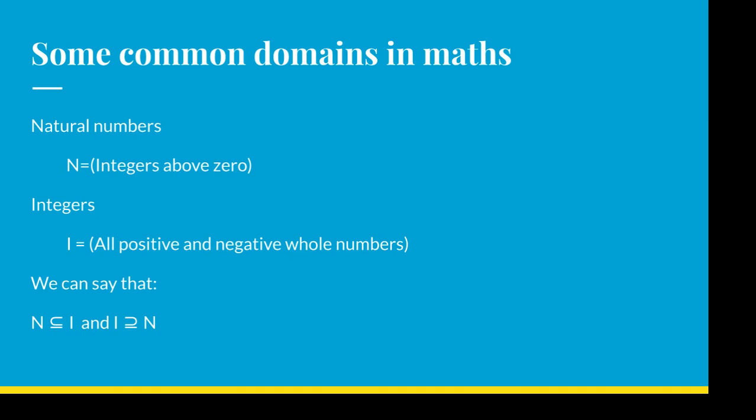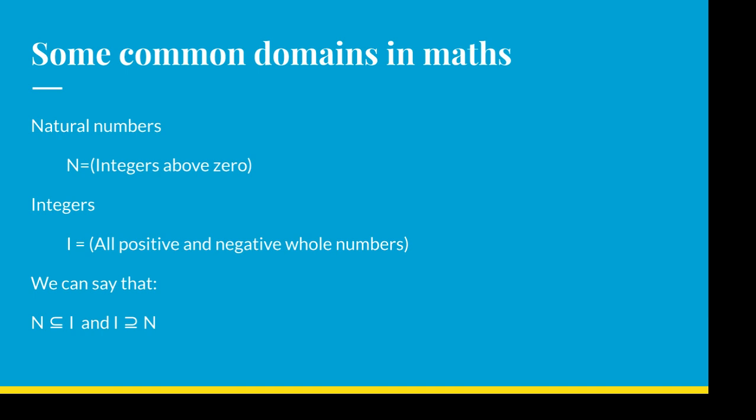So some common domains in maths are the natural numbers, which are the integers above 0, and integers, which are all positive and negative whole numbers. There are other ones, but I didn't put them on here because I didn't want to talk about rational versus irrational and real versus complex numbers, because you don't really have to understand that for what you need to do in this course. But there is a hierarchy here. Natural numbers are a proper subset of integers, and integers are a proper subset of rational numbers, and rational numbers are a proper subset of irrational numbers, and irrational numbers are a proper subset of real numbers. There's this hierarchy in math.